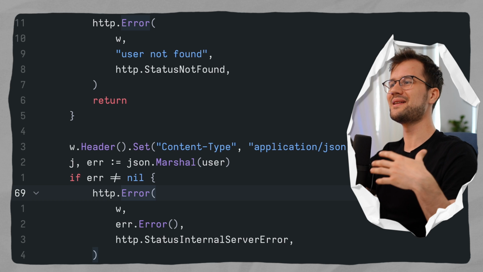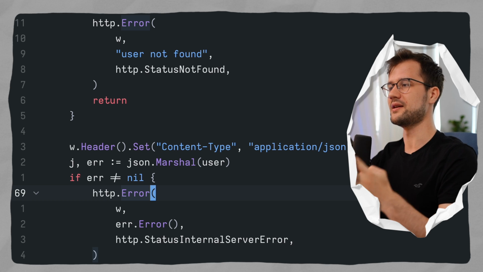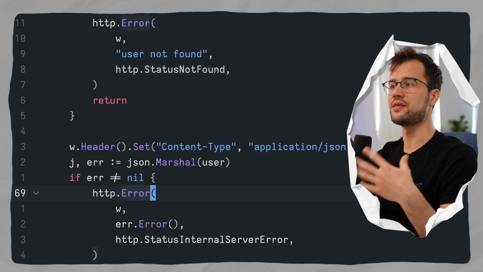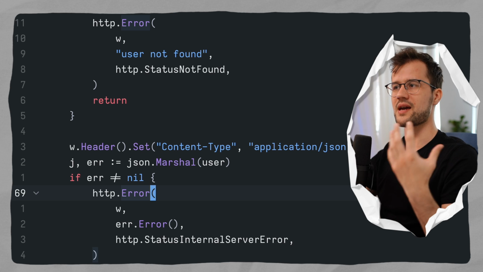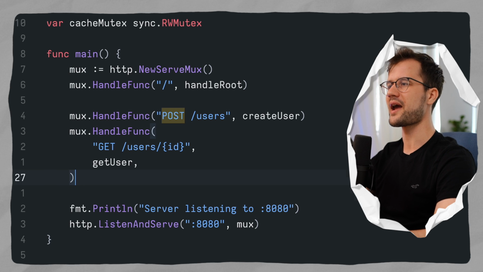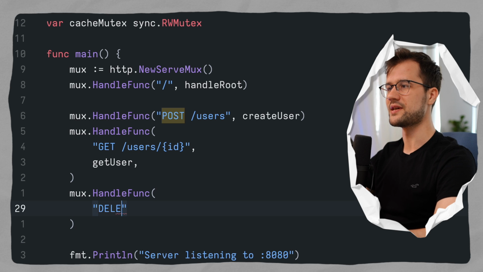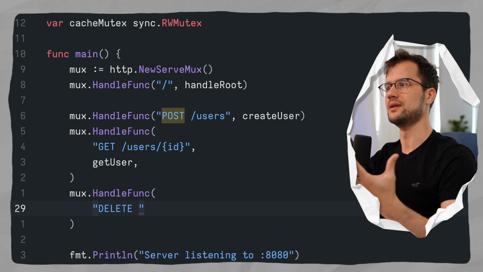Now, to complete this coding magic here, let's create a quick delete functionality as well. So in the end we can create, get and delete users. And again, we are going to create a handle function where we're going to say HandleFunc, and then we say DELETE because we want to delete a user.